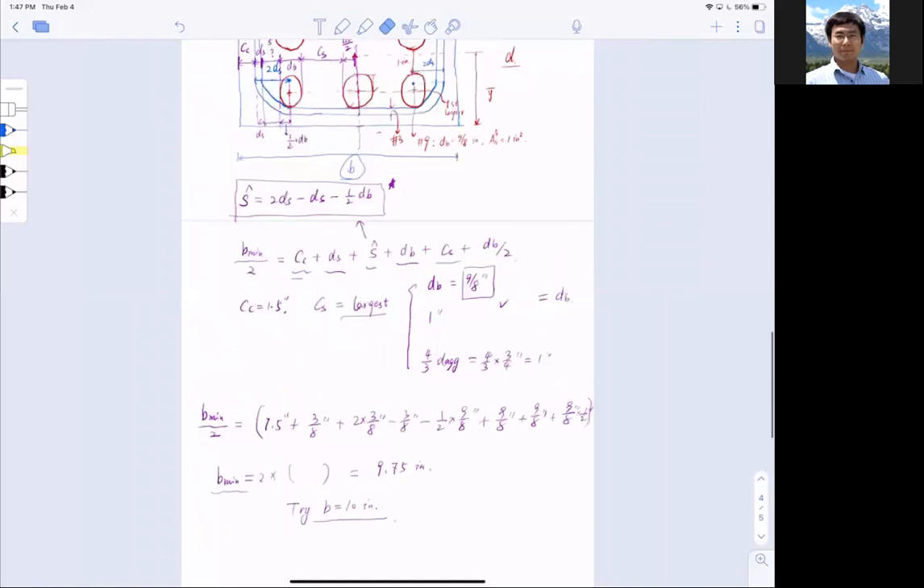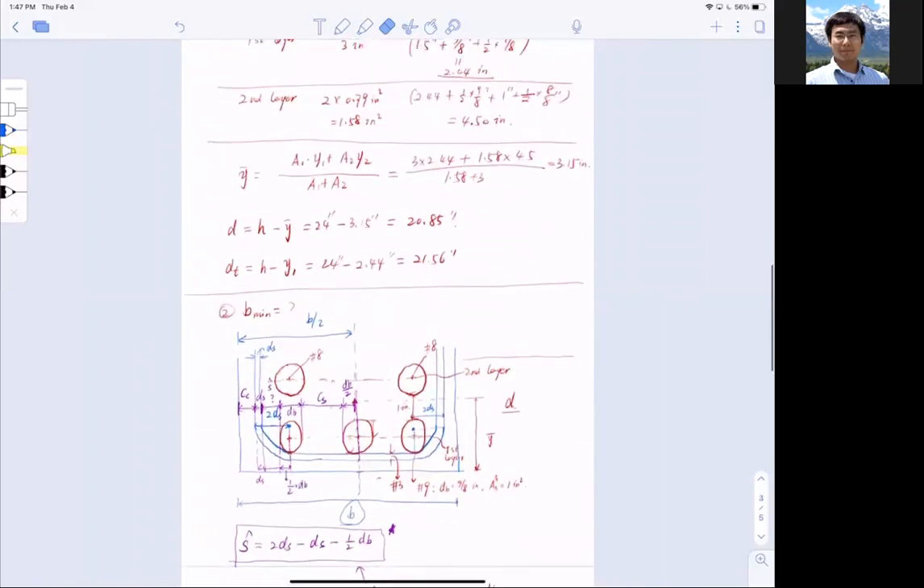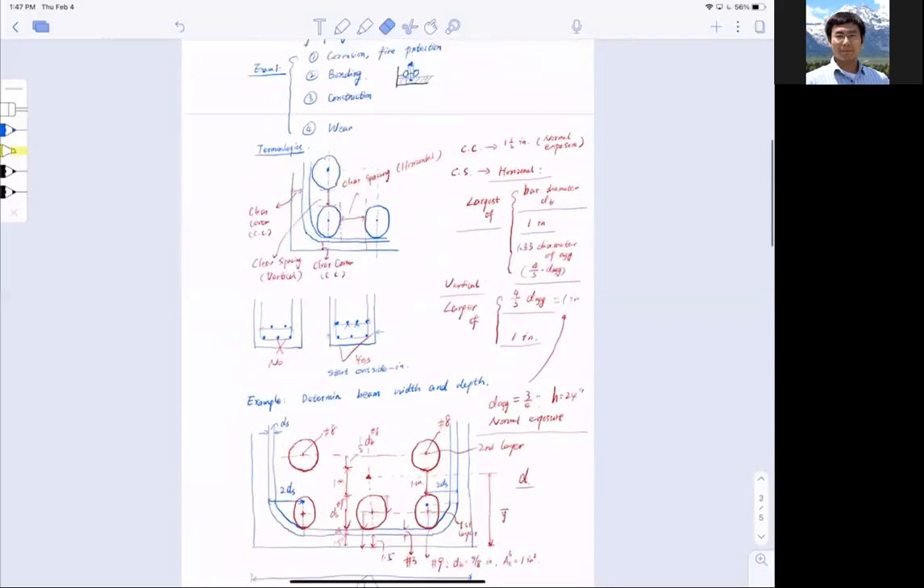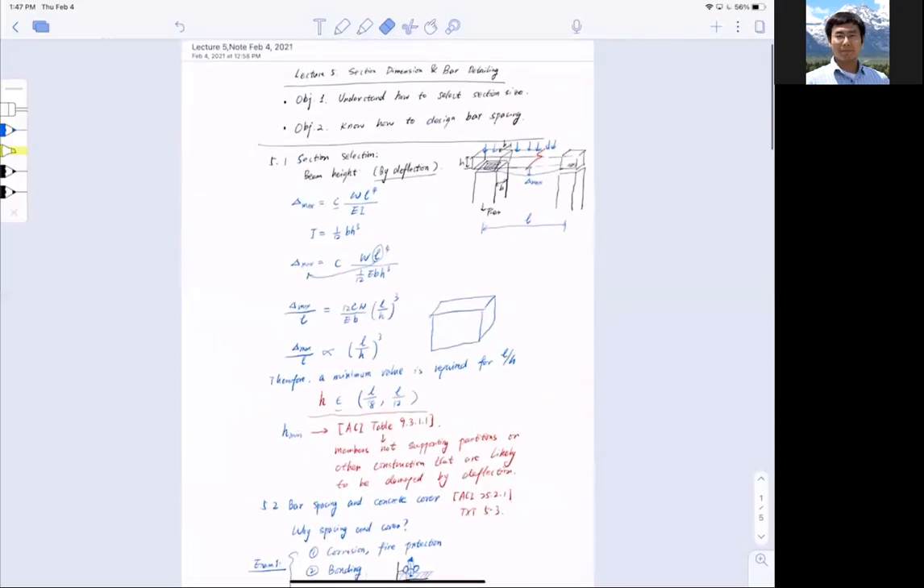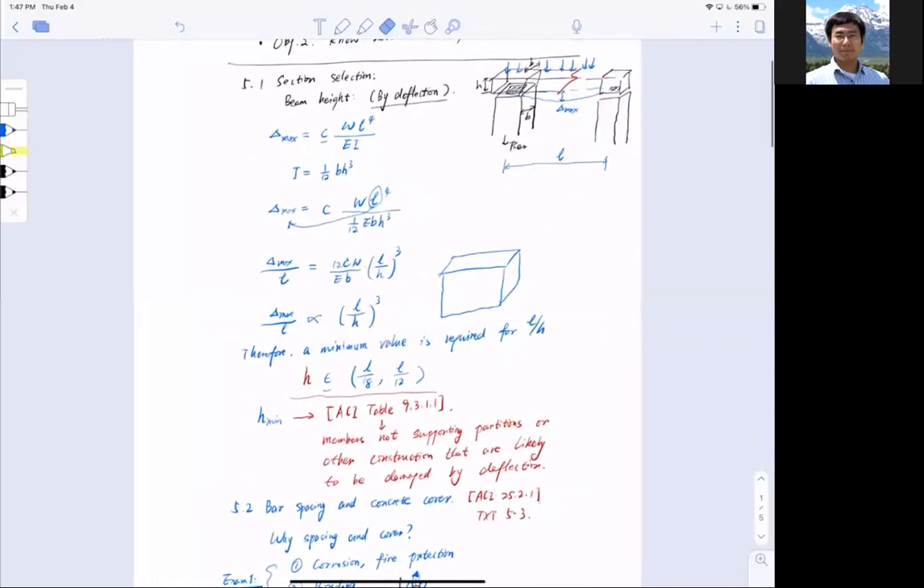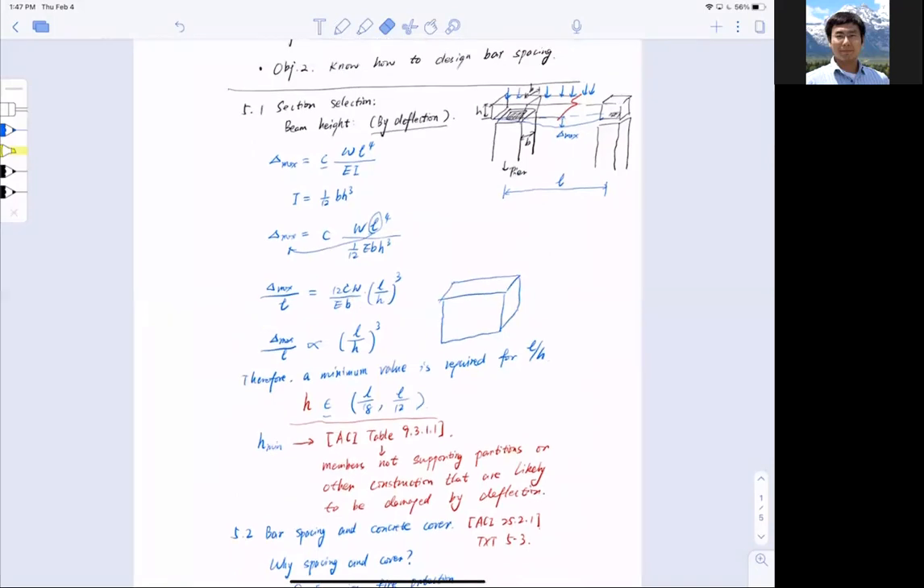Now, ladies and gentlemen, we're done with the section analysis. This is pretty good. I'm going to stop here, but let me quickly review before I let you go. It's a very sleepy Thursday afternoon, so I'm going to cut it short. Starting from the top, what we're trying to do is determine the section dimension, and then we're going to determine the reinforcement inside.